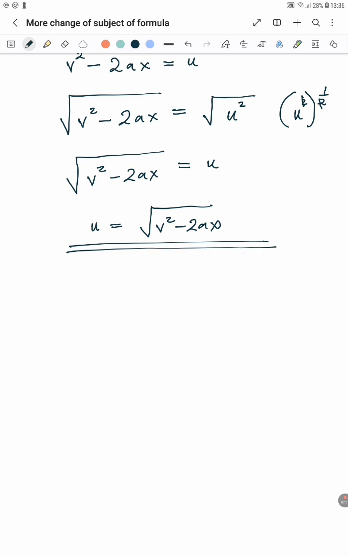So I just thought I should go through a few more examples just to help you understand how to go about answering these questions on change of subject of formula.